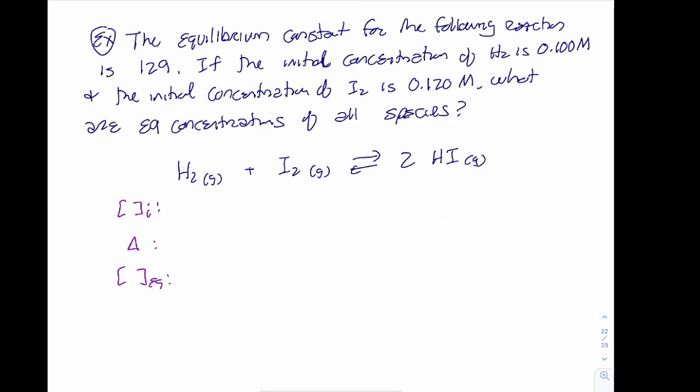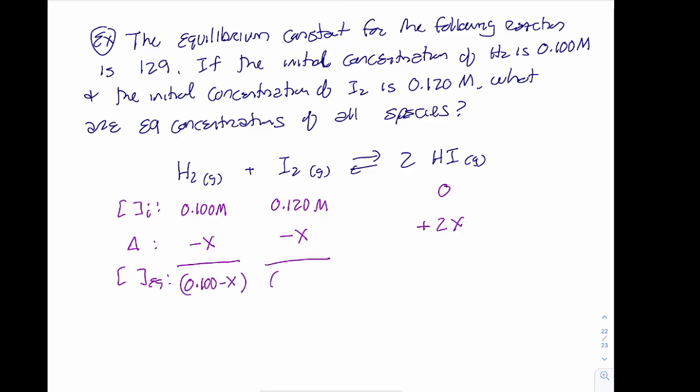So initial, change, and then equilibrium concentrations. For hydrogen, we have 0.100 molar. For iodide, 0.120 molar. And then initially I don't have any products. We're going to lose some unknown amount called X. It's 1X for both of those because I have 1 mole of each. And then I'm actually going to gain 2X on the other side, right, because I have 2 moles? This 2 is because there's a 2 here. At equilibrium then, 0.100 minus X, 0.120 minus X, and then 2X.